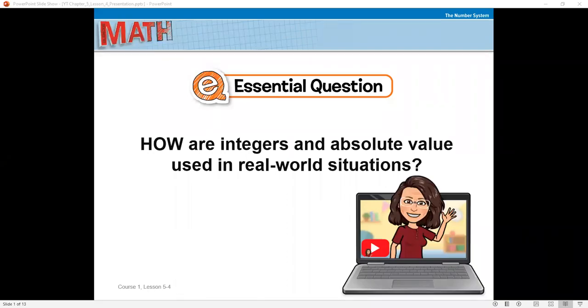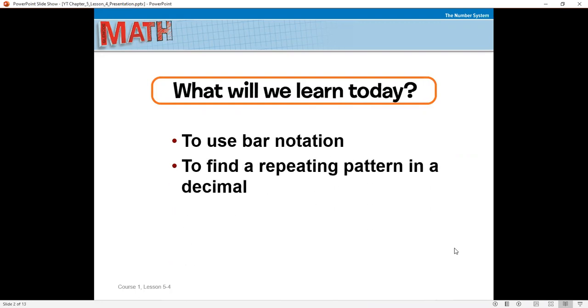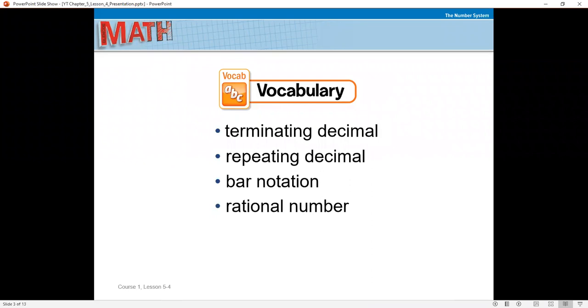Hey, welcome back. This is Math, Chapter 5, Lesson 4. How are integers and absolute value used in real-world situations? What will we learn today? To use bar notation to find a repeating pattern in a decimal. Vocabulary: terminating decimal, repeating decimal, bar notation, and rational number.